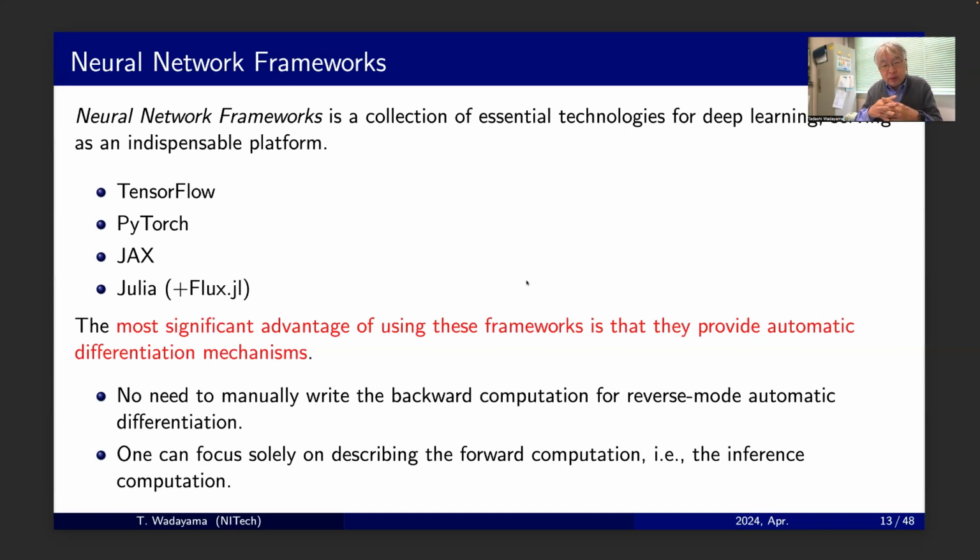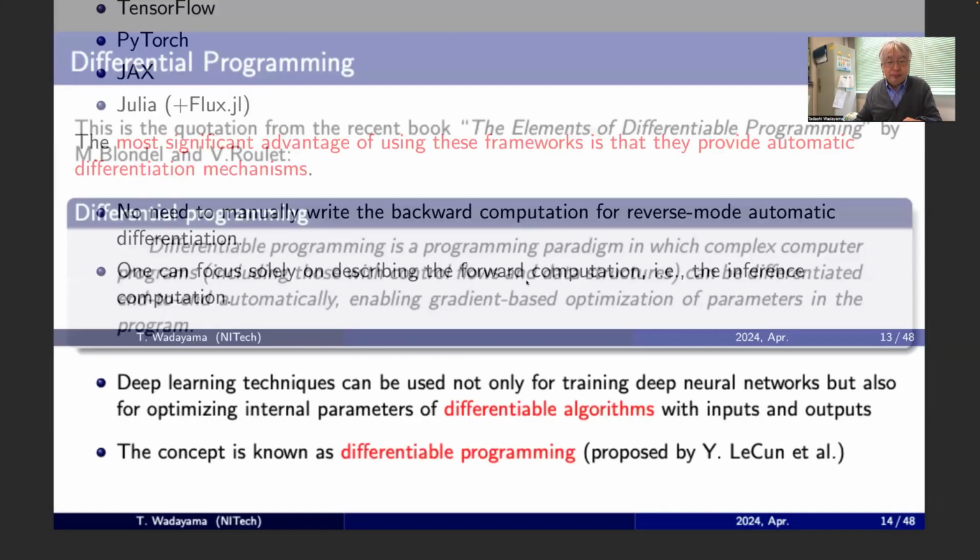Without these frameworks, programming for deep learning would actually be a nightmare because we would need to implement the backward calculation for gradient computation by ourselves. That's a very difficult and complex task. These frameworks are very nice, and they can be used not only for deep neural networks, but also for differentiable algorithms. This is differentiable programming.